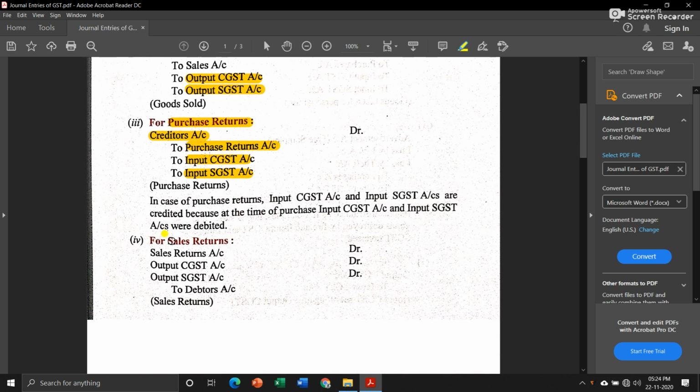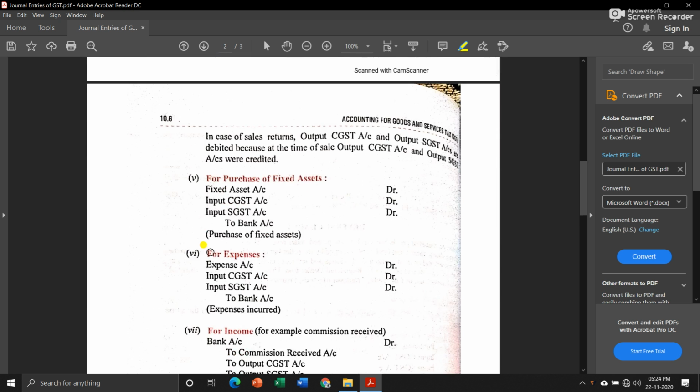Same with sales return, means we will debit sales return account, we will credit debtors account, and we will debit output CGST as well as output SGST, because while selling goods to the customer or debtor, at that time we credited output CGST and output SGST. Now when we purchase fixed assets, if we purchase any fixed asset, at that time also we are paying GST, CGST as well as SGST.